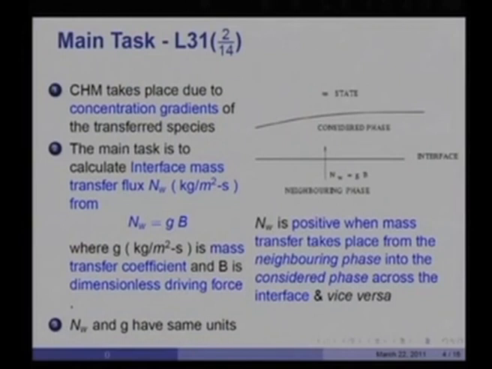So, let us turn to convective mass transfer. As I said, it takes place due to concentration gradients of a transferred species. Let us say this is a flat surface, it can be water for example, and let us say wind is blowing from left to right and the air is relatively dry compared to water. Then there would be evaporation of water from liquid state into the vapor state, and the air would simply take away the vapor.